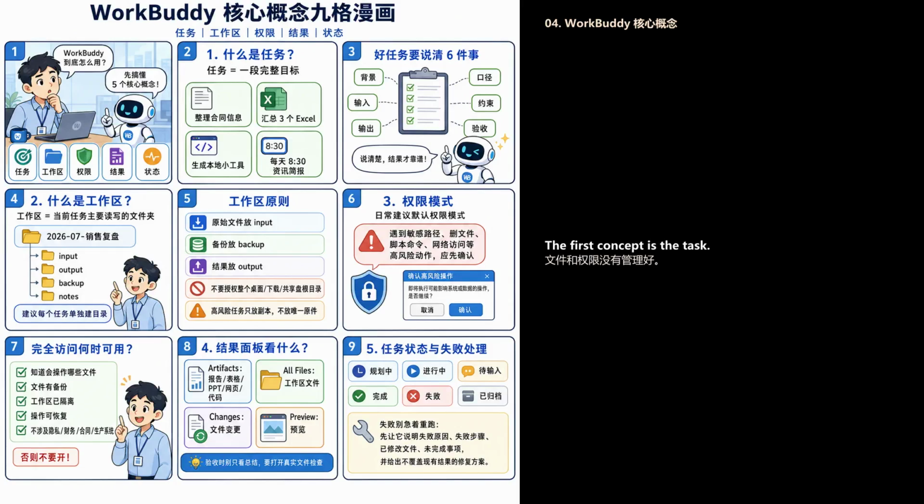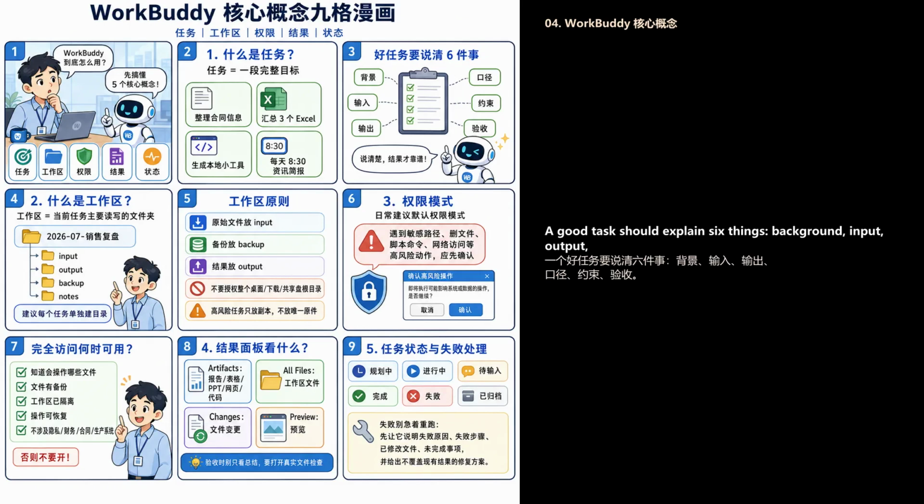The first concept is the task. A task is not a casual question. It is a complete goal. For example, organizing contract information, summarizing 3 Excel files, generating a local tool, or producing a news brief every day at 8:30 are all tasks. A good task should explain 6 things: background, input, output, rules, constraints, and acceptance criteria.